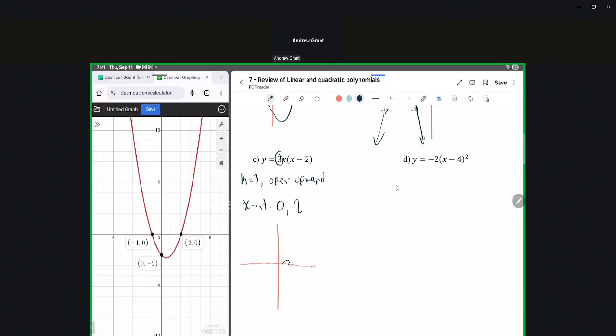Okay, so we have an x-intercept of 0. There it is. We also have one at 2. There it is. And it opens upwards. And so there's our graph. Last one here, we have a k equal to -2, so this will open downward.